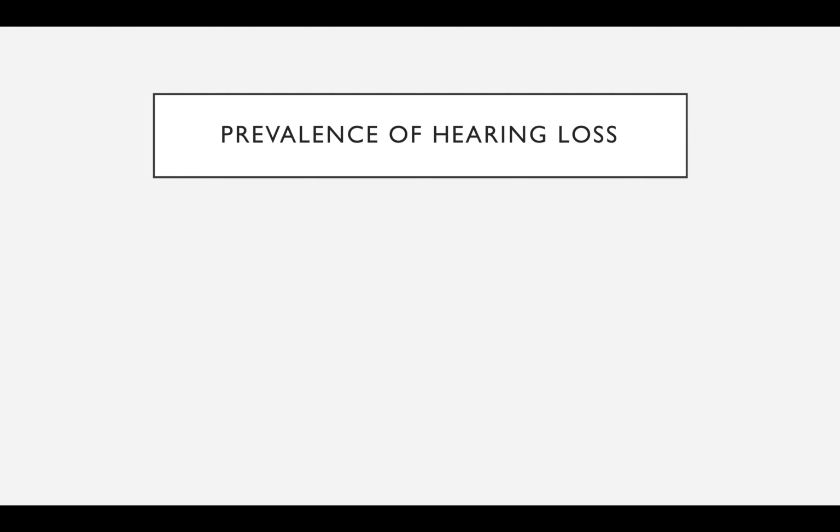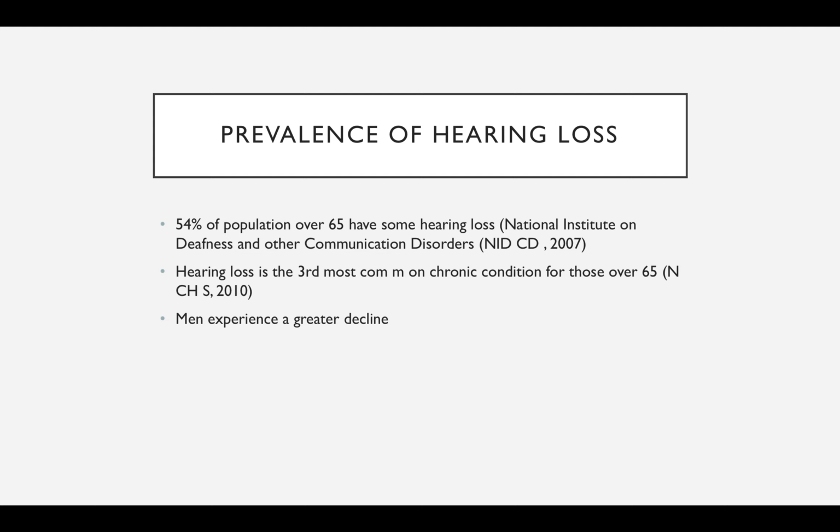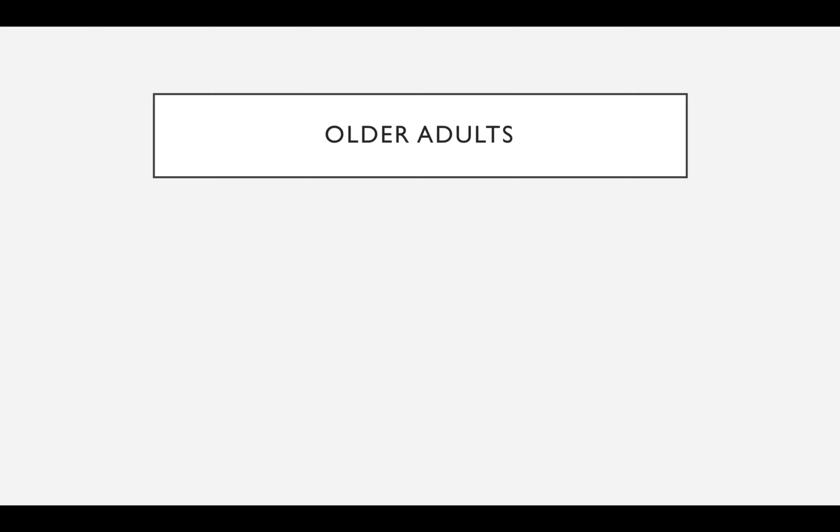Prevalence of hearing loss with older adults, 54% of the population of over 65 have some hearing loss. And then hearing loss is the third most common chronic condition for those over 65. And then men experience a greater decline with hearing loss. And most individuals wait 5 to 7 years before seeking treatment.